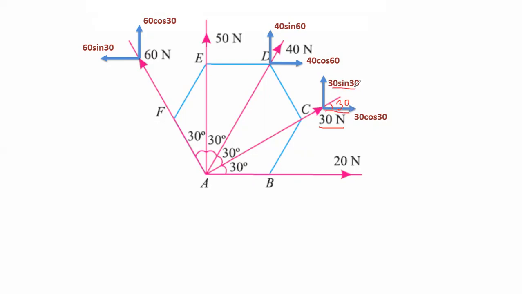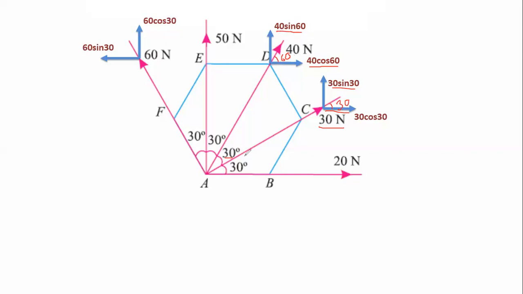Now similarly for this 40 Newton force, if we see with the horizontal axis, it makes an angle of 30 plus 30, which is 60 degrees. This makes an angle of 60 degrees with the horizontal axis. Here 40 cos 60 will be the horizontal component and 40 sin 60 will be the vertical component.